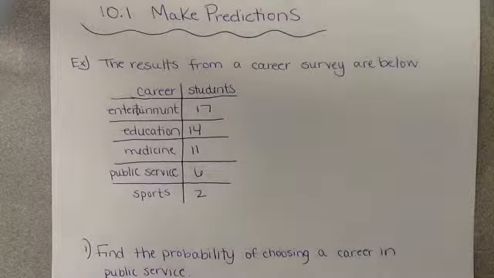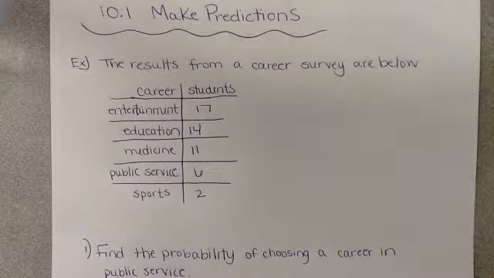Hello, mathematicians. Today we're going to begin our chapter on statistics. The first section we're going to look at is about using data to make predictions. So we're going to be talking about some survey data that was collected and using it to make some predictions.